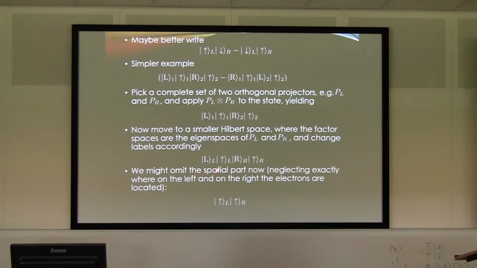And now we might omit the spatial part. Here we still have these wave packets, but we might say, we don't really care where exactly these wave packets have support. We only care that one is on the left and one is on the right, and we just throw away the spatial parts and the spin part remains. So this is a way to go from the full two-electron anti-symmetrized state to a state which is normally used in the literature to discuss EPR Bell experiments.